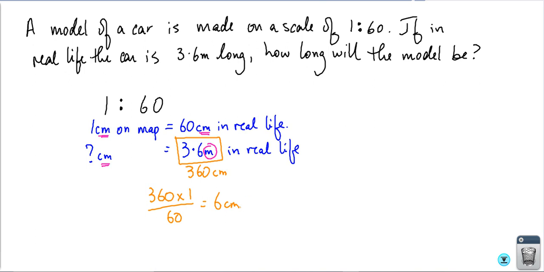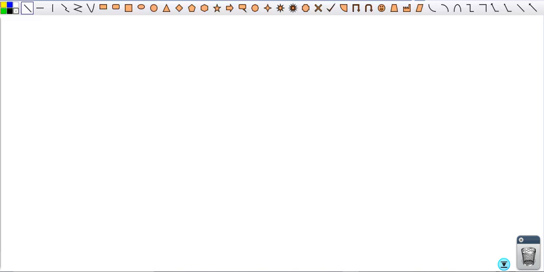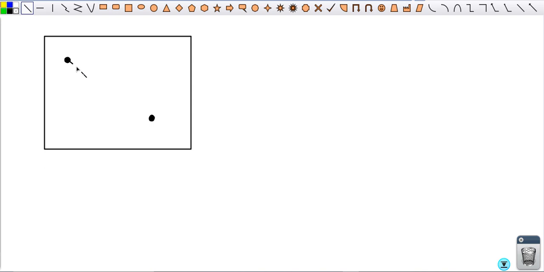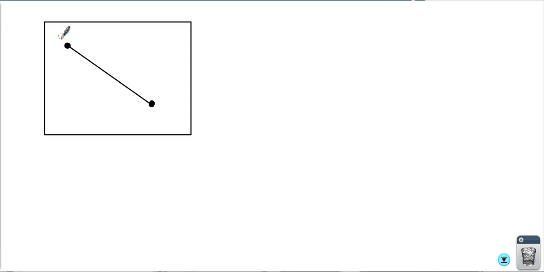Our second problem, let's work out another example. So we have a map, and there are two places on this map. The two places are connected by a straight line. So the places are A and B. They are connected by a straight line.